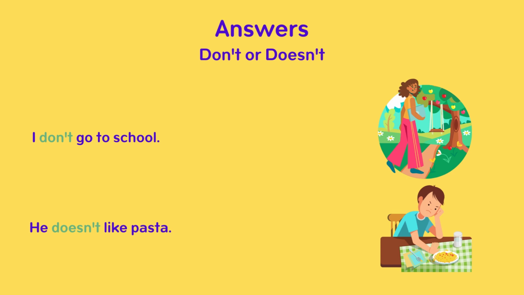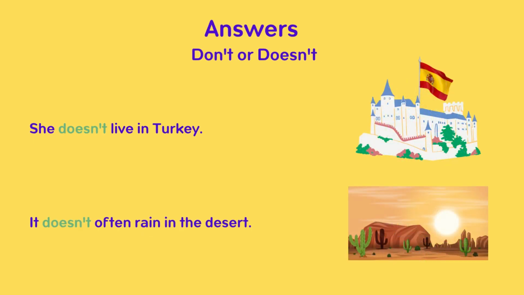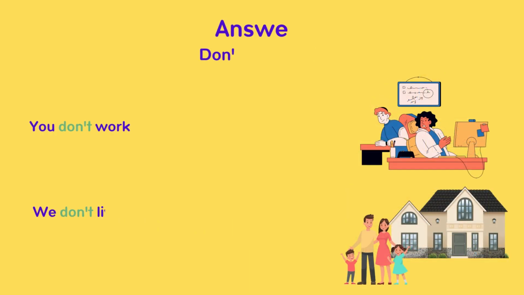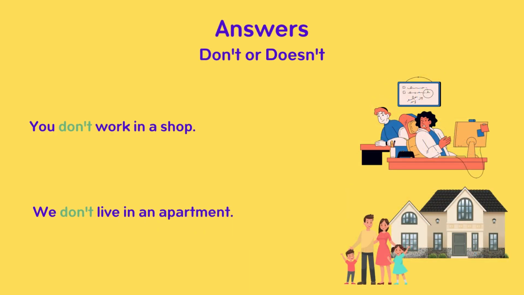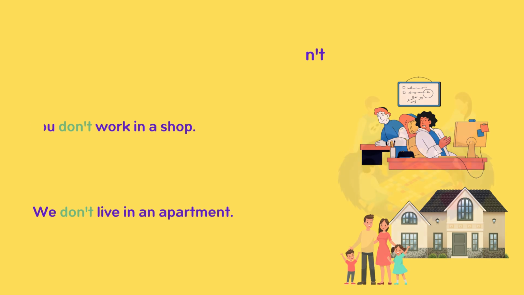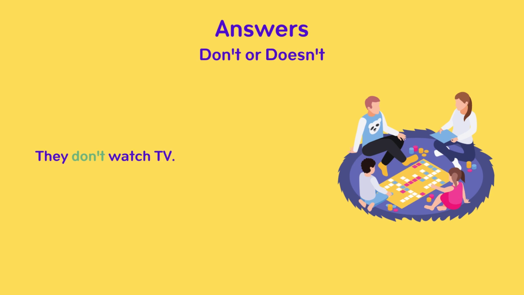Okay, let's check the answers together. I don't go to school. He doesn't like pasta. She doesn't live in Turkey. It doesn't often rain in the desert. You don't work in a shop. We don't live in an apartment. They don't watch TV.